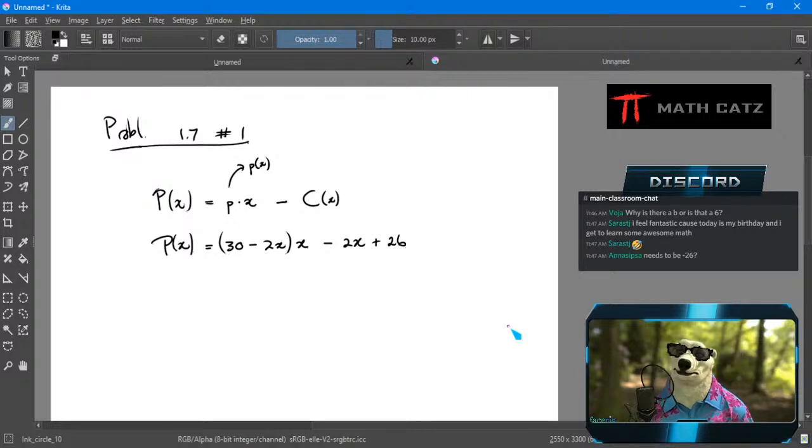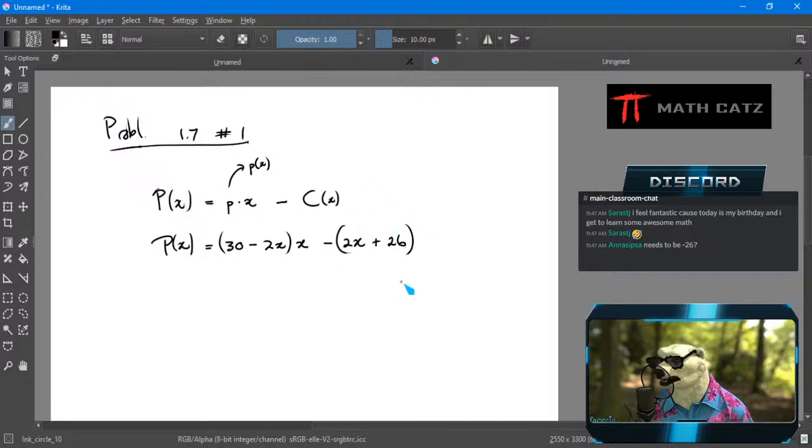I'm still looking for a mistake. Where is it? Yes, you have to remember to subtract all of the cost. And the cost is 2x plus 26. If I knew, for example, I made 10 t-shirts, then I would have 20 plus 26, and that number, the cost, would need to be subtracted. So I need those brackets there. Very easy to miss the brackets.